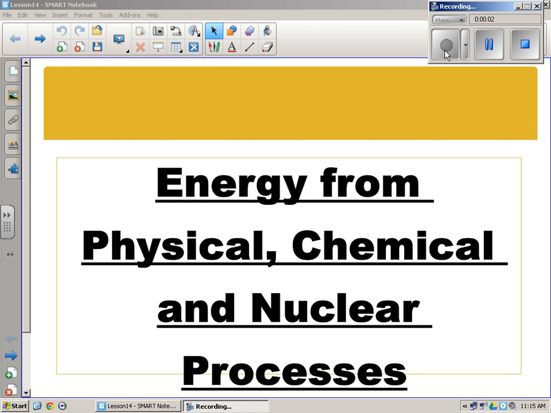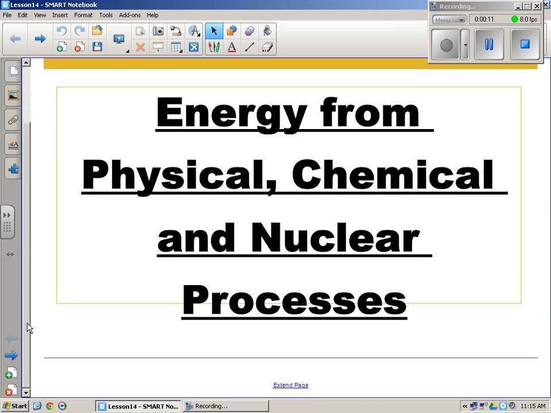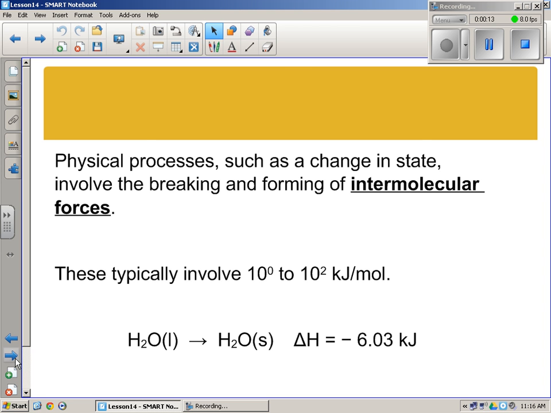All right, today we're going to talk a little bit about efficiency. How efficient are things, kind of thing. We get energy from different places, of course: physical, chemical, and nuclear processes. Physical processes such as something as simple as changing a state.